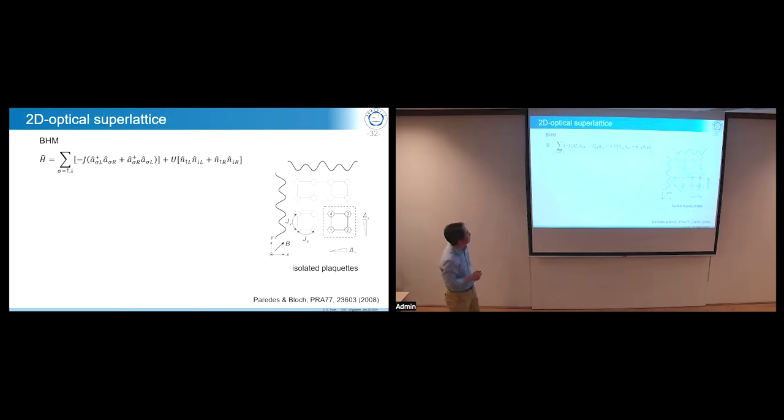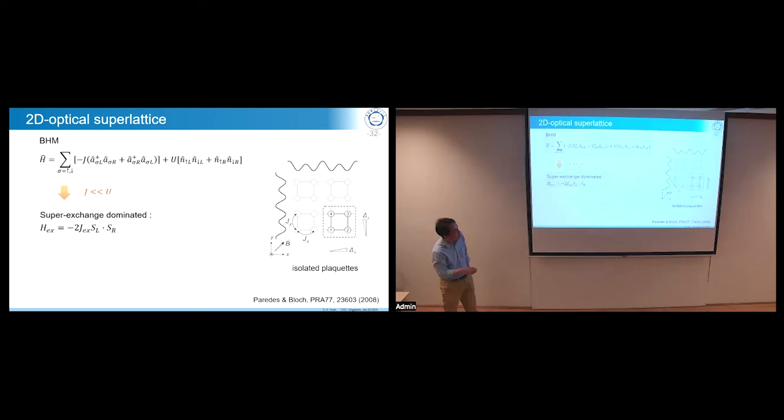We have the normal two components, spin up and spin down atoms, the Hubbard model. We have J and U. We tune J much smaller than U, which means the tunneling will be suppressed. We just have the superexchange dominated interaction. This is the spins. So here we have the optical lattice along the X and Y direction. We just apply the superlattice.